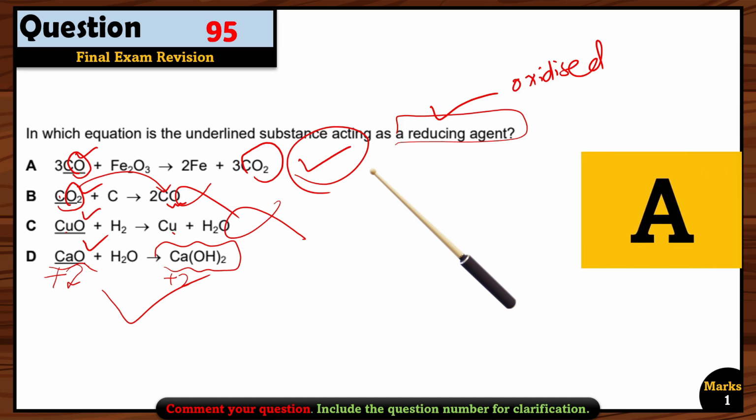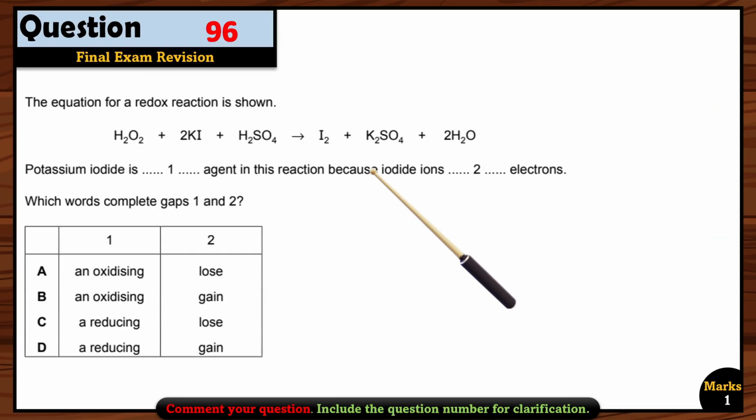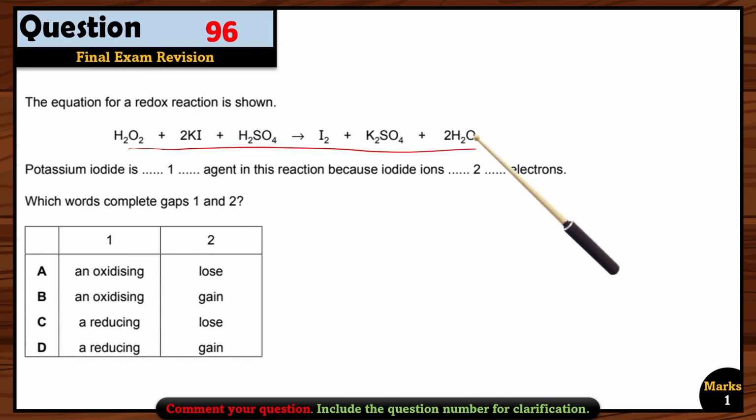So option A is the right option over here. Let's see question 90. The equation for the redox reaction is shown over here. Potassium iodide is dash agent in this reaction because the iodide ions dash electrons. Which words complete the gaps?